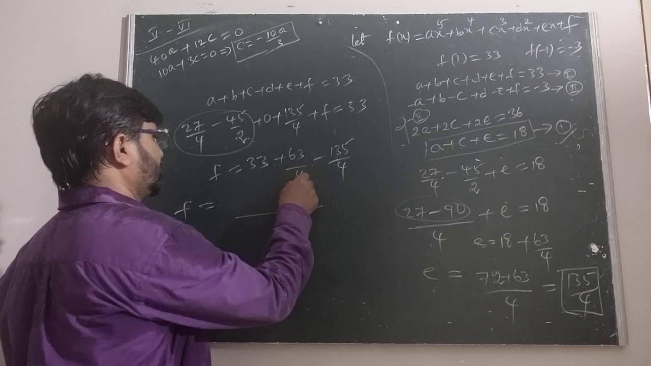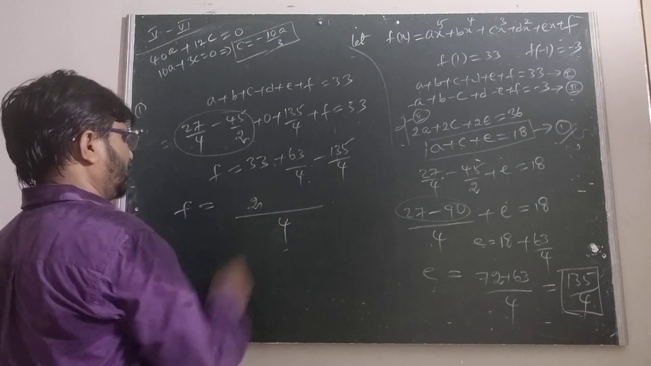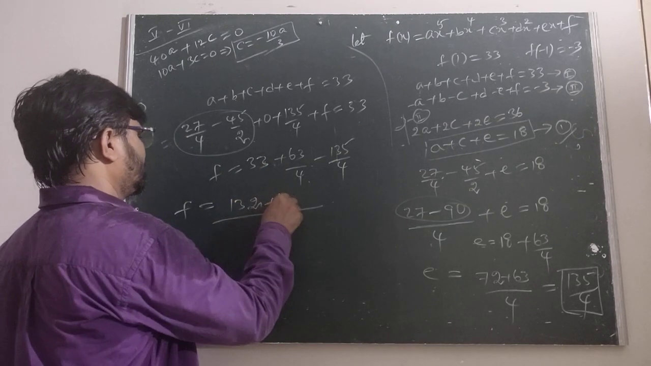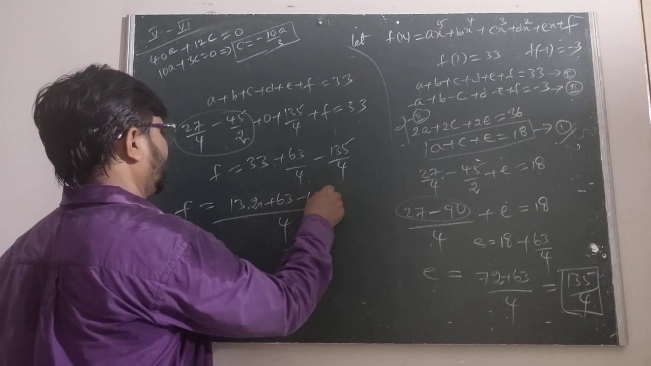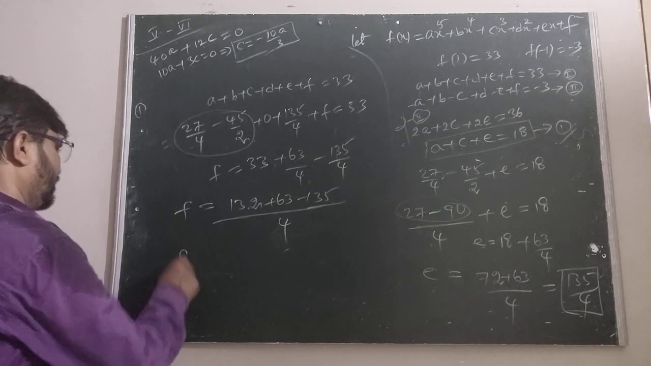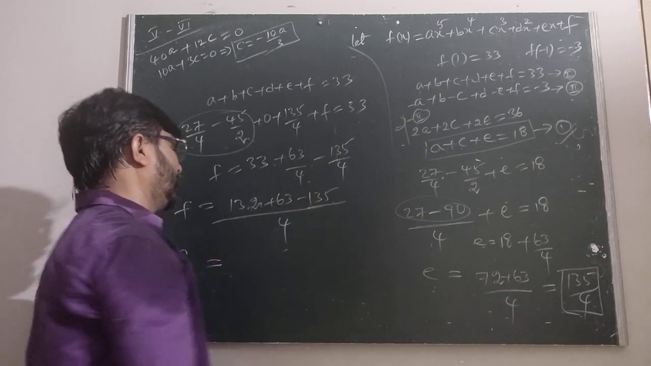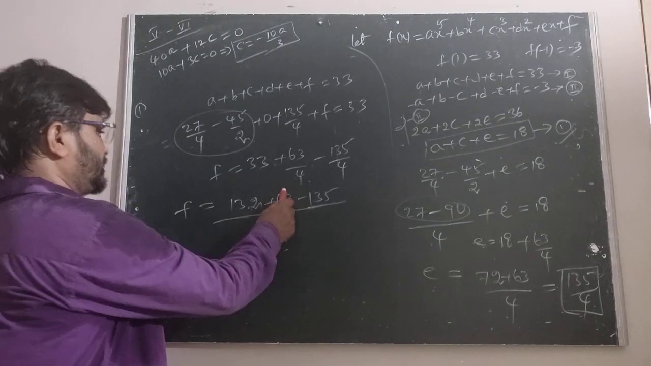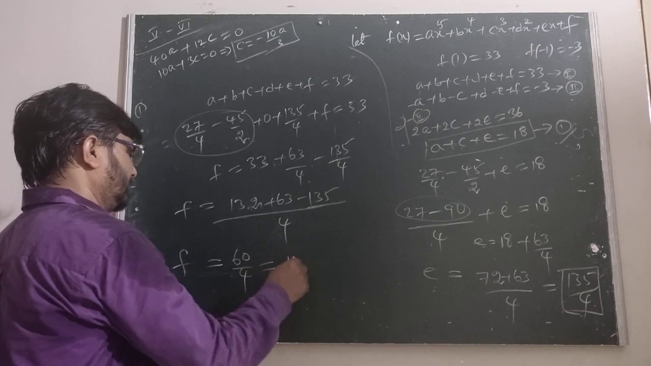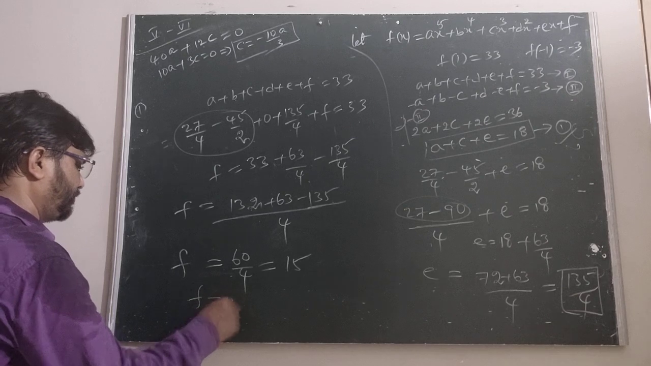We can write here 4 3s are 12, so that is 132. This is 63 minus 135. Now we are getting F equals 132 minus 135, which is minus 3. 63 minus 3 is 60 by 4. That is 15. The value of F is 15.